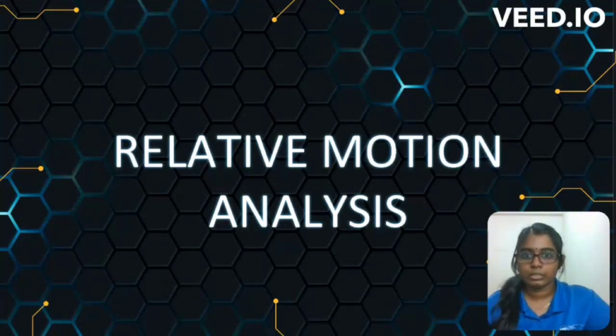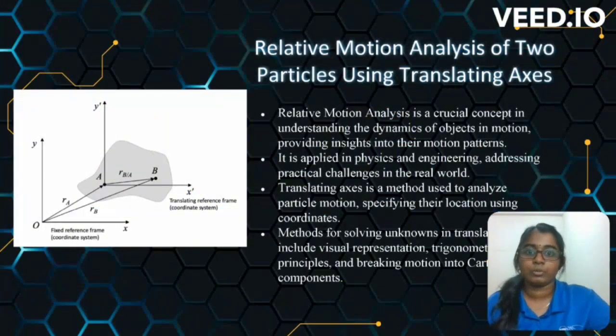Relative motion analysis is a concept integral to understanding the dynamics of objects in motion. It involves studying how objects move concerning each other, providing insights into their motion patterns. This concept finds broad application in physics and engineering, playing a key role in problem solving and analysis. Understanding relative motion is not merely theoretical, it's a crucial tool for addressing practical challenges in the real world.